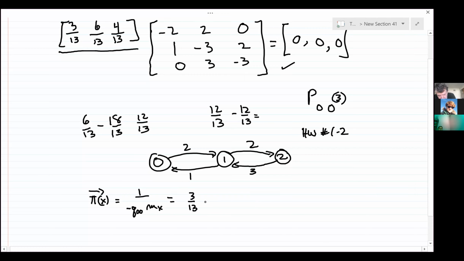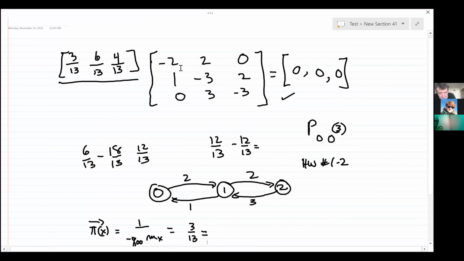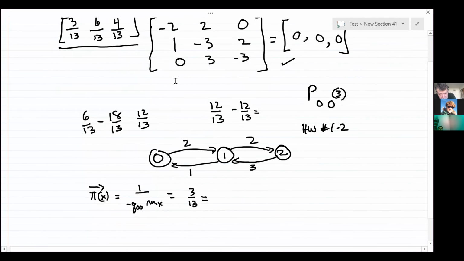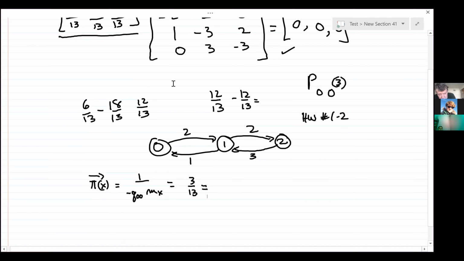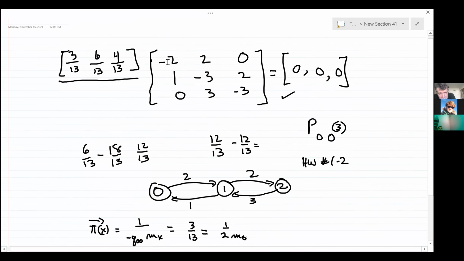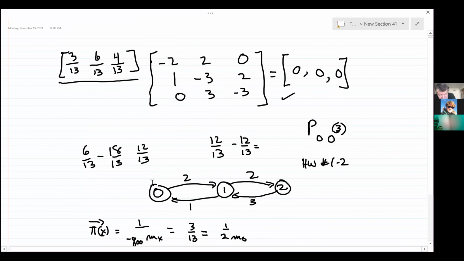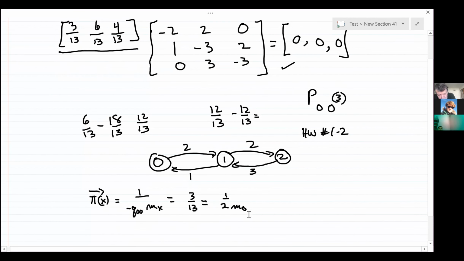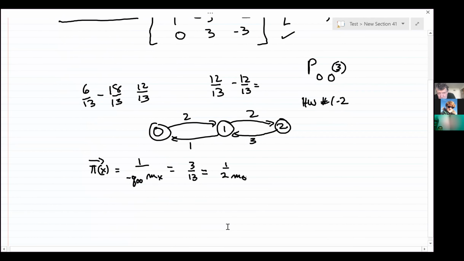And we know what Q00 is. Q00 is minus 2, and if we negate it, we just get positive 2. So what this equation says is that 3/13 is really 1/2 m0. How did I do that? By recognizing that Q00 is -2. And if I negate it, which this says to do, I make it positive 2. And so I get this equation. And from this equation, it's not hard to solve.